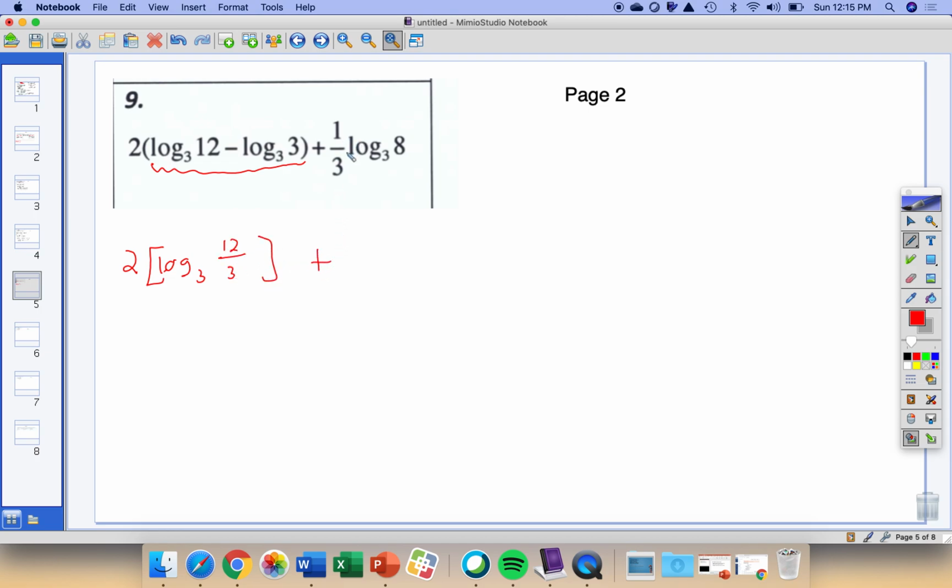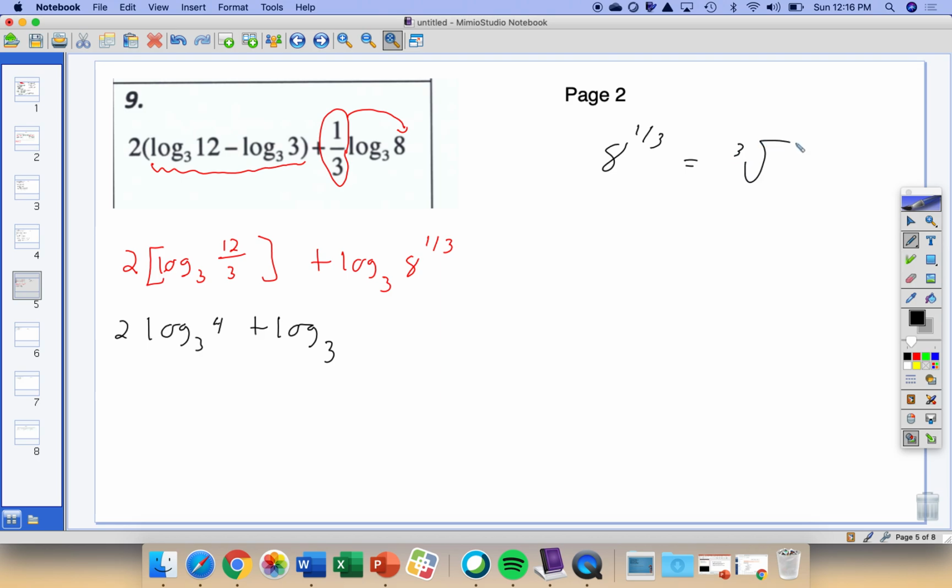Plus, and then I'm going to take this 1/3 and put it back up here. So it's log base 3 of 8 to the 1/3. Now 12 over 3 is 4. So I have 2 times log base 3 of 4 plus log base 3. Now 8 to the 1/3 is the same thing as the cubed root of 8. And the cubed root of 8 is just 2.